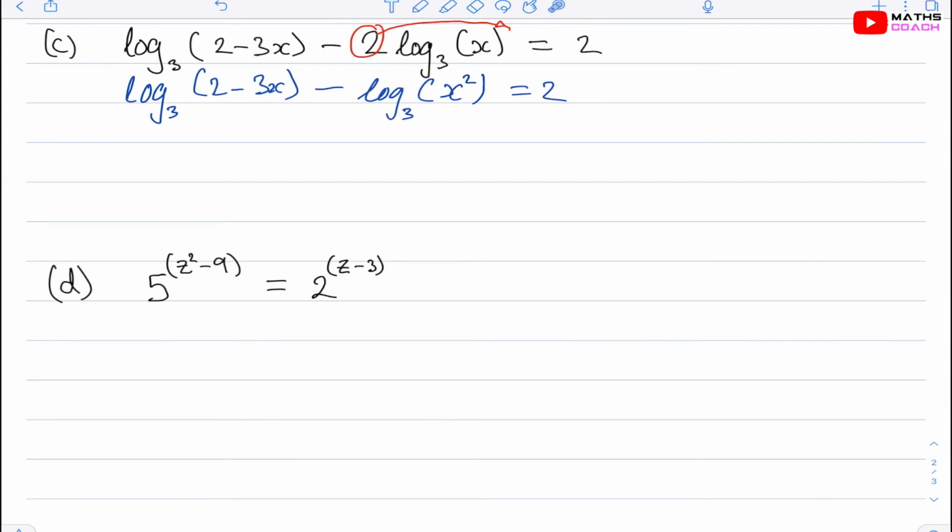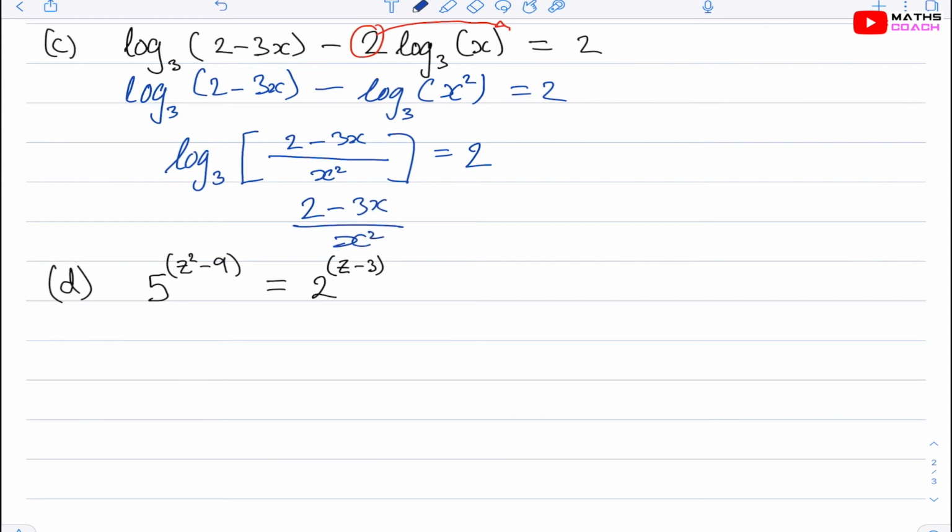So now we have two log terms being subtracted, which means as a single log term they will be dividing. So the log to base 3, and when you're dividing, the numerator is going to be 2 minus 3x, and the denominator of a fraction will be x squared, equals to 2. What that means is if you now undo the log of base 3, this will give you 2 minus 3x over x squared equals to 3 to the power of 2, which is 9.